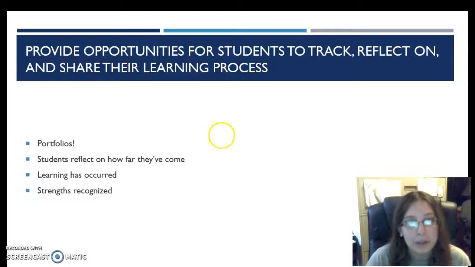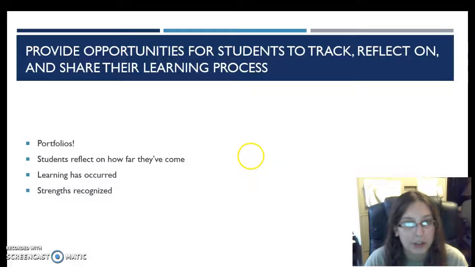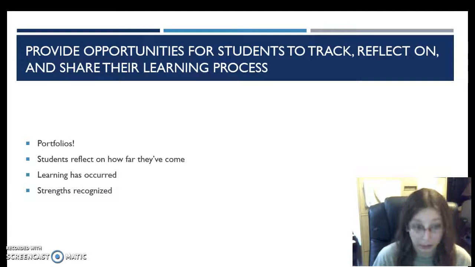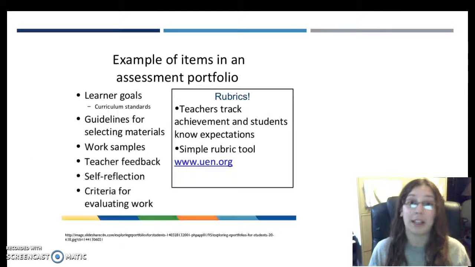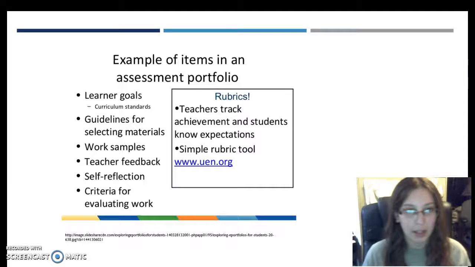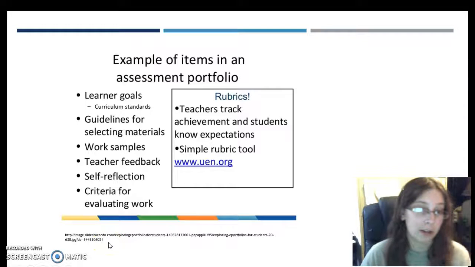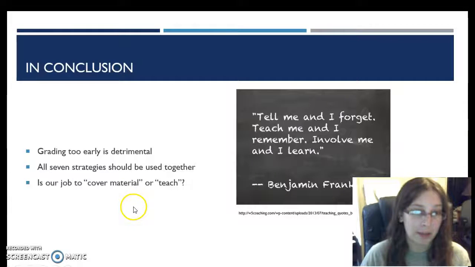When we provide opportunities for students to track, reflect on, and share their learning process, we show students that they have come a long way with their learning, that learning has occurred, and they can specifically highlight their own strengths. One way that they can do this is in the form of a portfolio, so they can self-reflect and look back on their work samples to see if they have met goals.